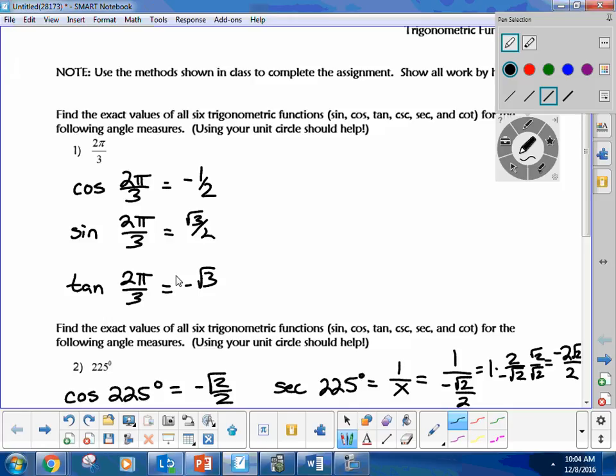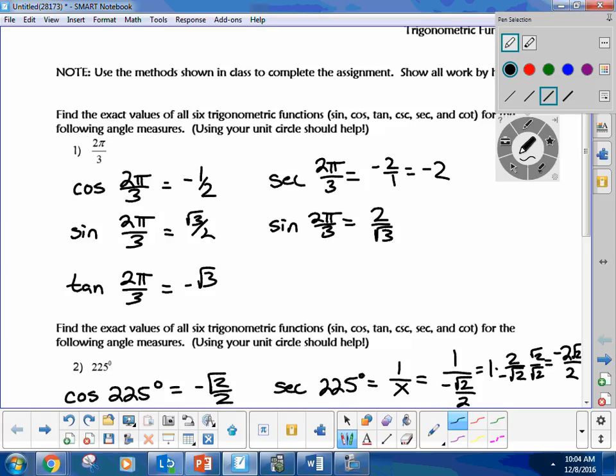Now, the thing I love about this is that once you have these values, you look at the reciprocal values of each one. In a simple and easy format, they're going to be just switched around. Instead of having negative 1/2, it would be negative 2 over 1, which is negative 2. Instead of having sine of 2 pi over 3, it's going to be the reciprocal value, which is 2 over square root of 3.